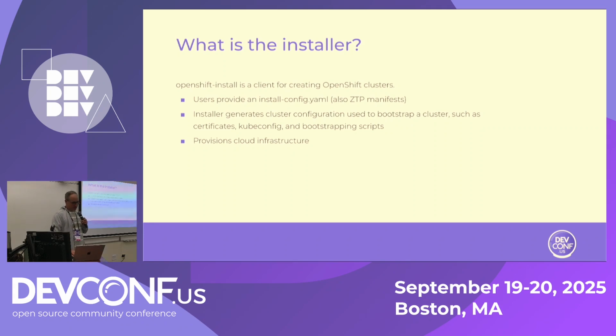Just go over some of the fundamentals here. OpenShift install is a client for creating OpenShift clusters. Users provide an install config. The installer then generates the cluster configuration that's used to bootstrap the cluster, all of the certificates, the kube config, the bootstrapping scripts. The installer can also, and what my team mostly focuses on, provision cloud infrastructure. So it'll set up everything, AWS, GCP, Azure, a lot of on-prem platforms.